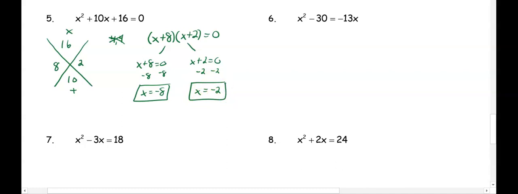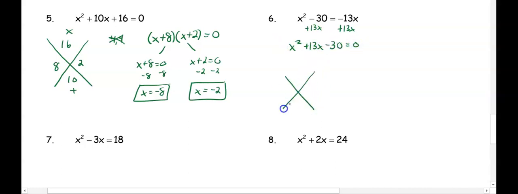In number 6, we have x squared minus 30 equals negative 13x. In order to factor, we need the equation to equal 0. So the first thing we're going to do is add 13x to both sides. So we get x squared plus 13x minus 30 equals 0.